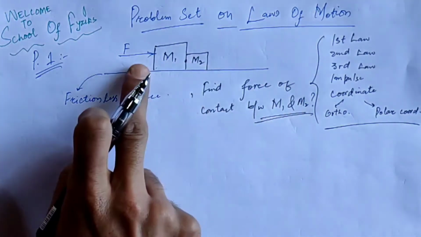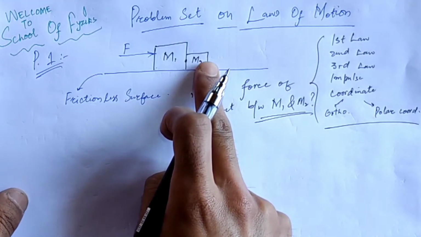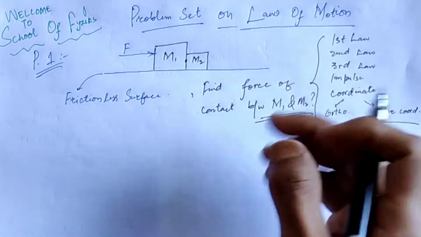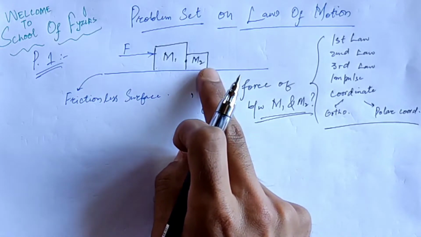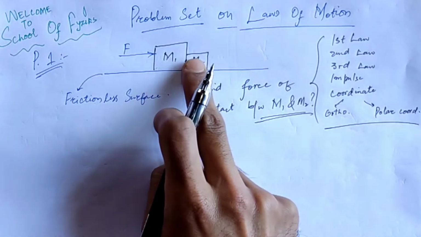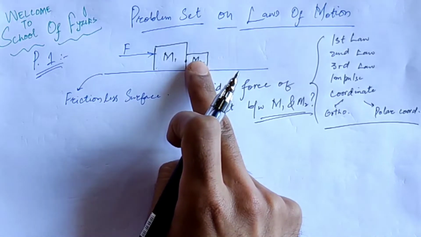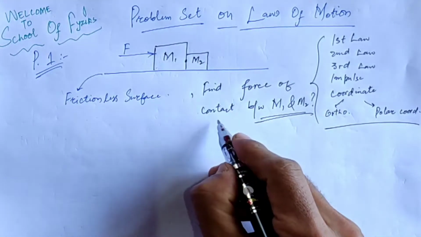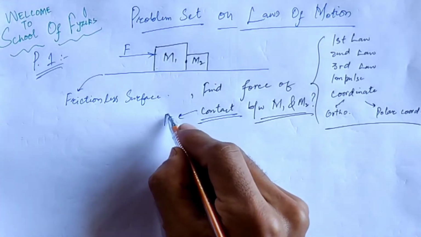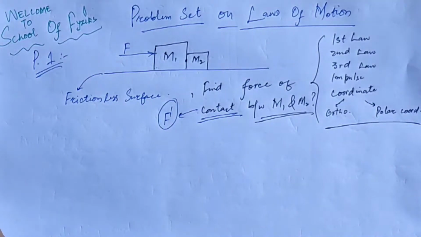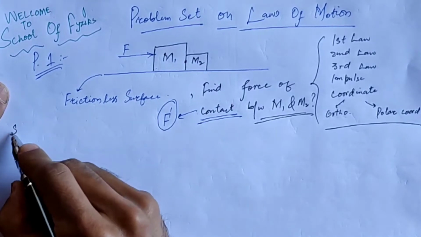If we apply the force on this body, that will result in the motion of the second body as well, from the second law of motion and the third law of motion. How that is applied, I will tell you in a moment. So we have to calculate the force which is exerted by body m1 onto body m2. That will be the force of contact. Let us denote this force of contact by F prime. Okay, so how to deal with this problem, the solution part.